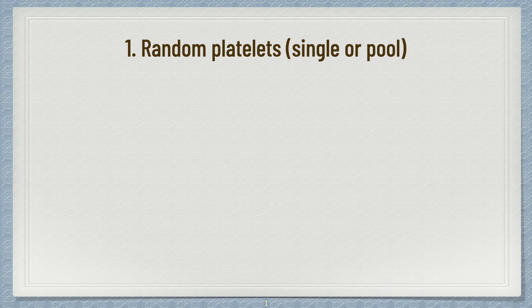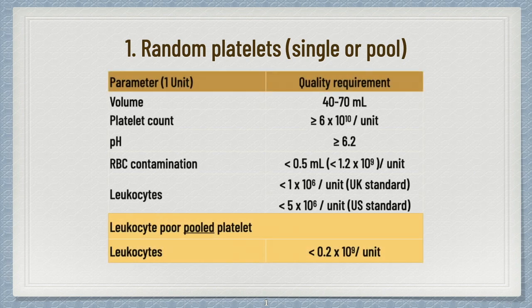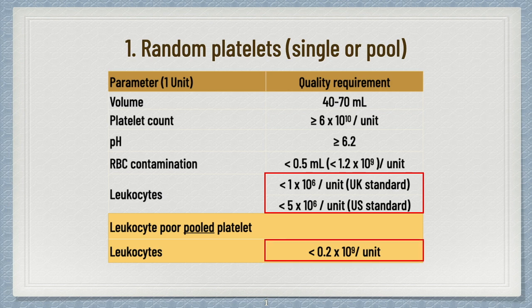The quality control of random platelets includes some important parameters such as volume, number of platelets, and pH. And if it is leukocyte-depleted platelets, the number of contaminating leukocytes must be determined and kept at or below the minimum requirement. For example, less than 1 million per unit for UK standard, or less than 5 million per unit for US standard. In case of pooled platelets, contaminating leukocytes must be less than 0.2 times 10 to the 9 per unit.